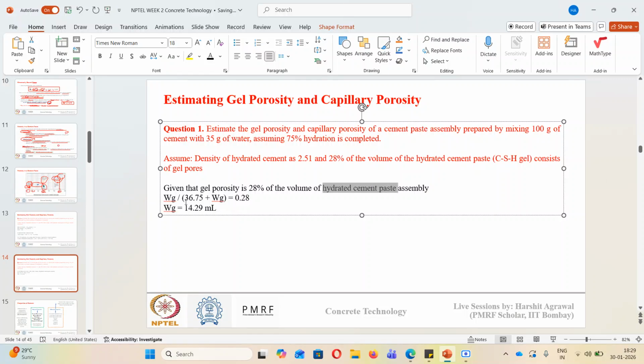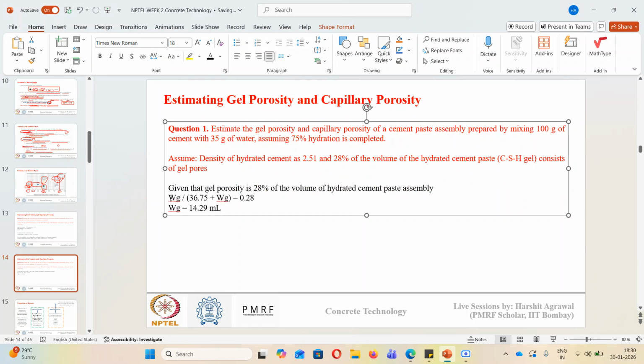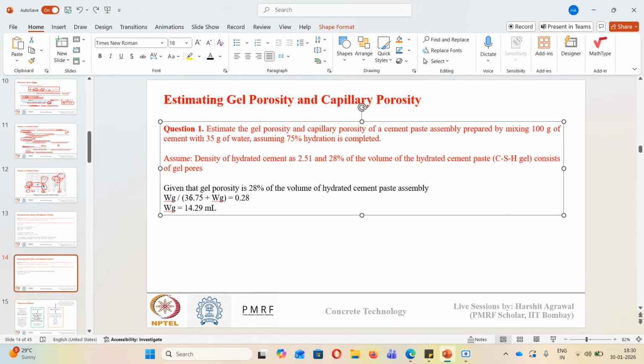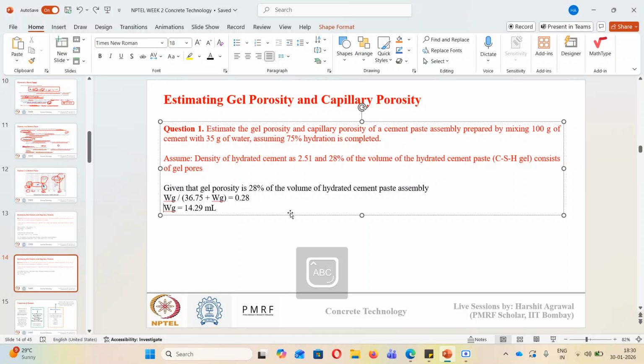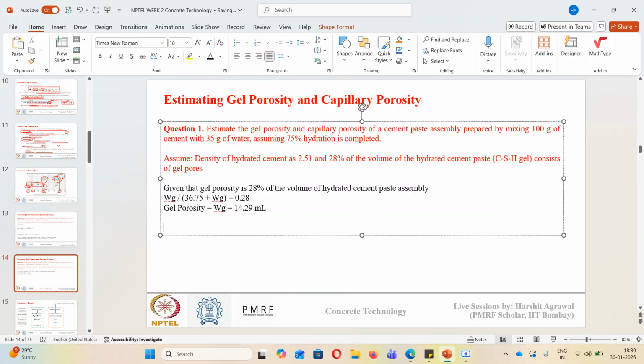Okay, so 28% of this total volume is my gel porosity, so that's why I wrote Wg upon 36.75 plus Wg. That is 0.28. This way we get the gel porosity as 14.29 ml. So this is the volume of my pores, gel pores.